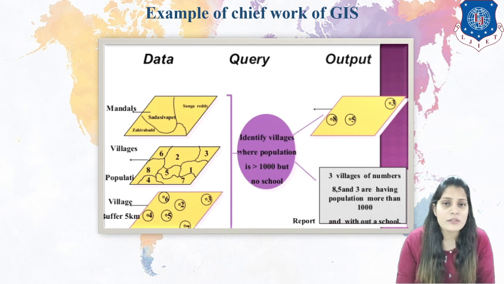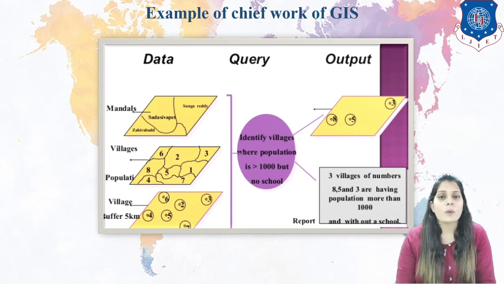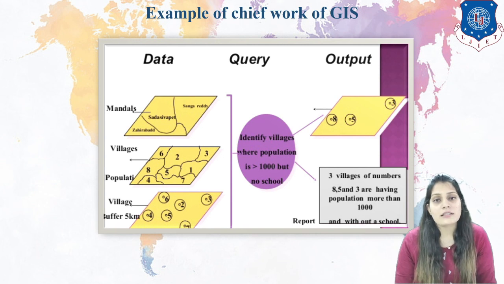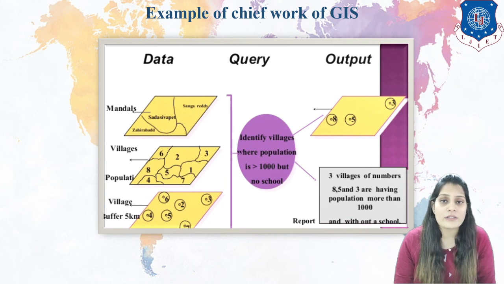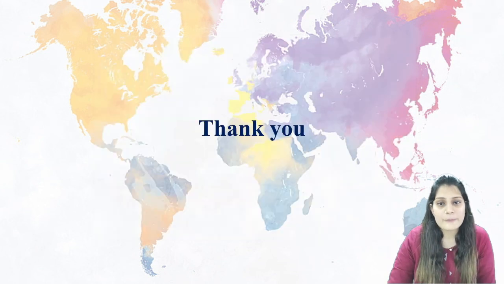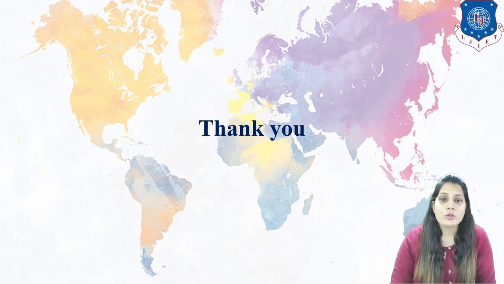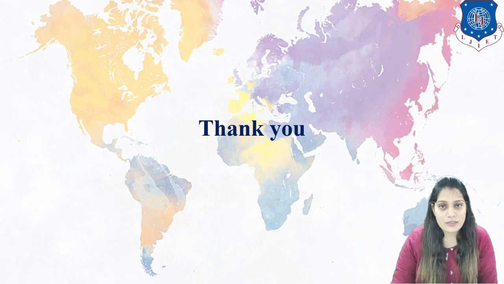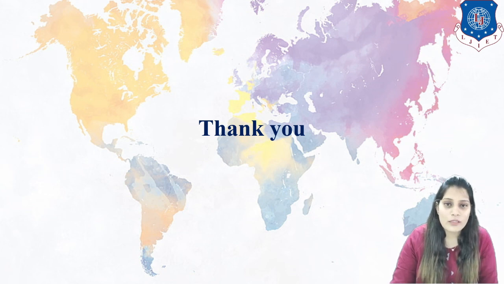We have numbers of things which are included in our city planning or from our civil engineering point of view. When we develop any city, when we do any construction, we have all these things. So I guess you are very clear about what chief work GIS can do and what type of analysis it can give us. So this is how we can run the query in the software itself. I guess you are now clear with what a query is, how it runs, and what analysis it provides. Thank you.